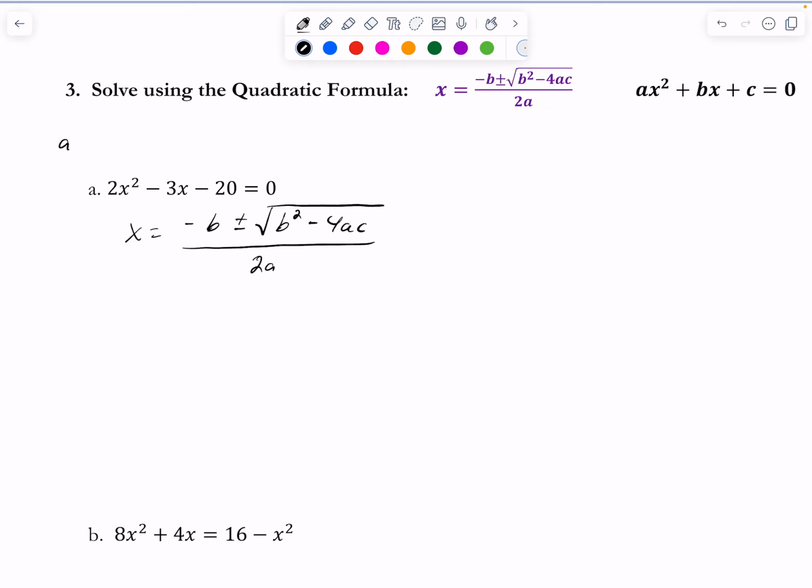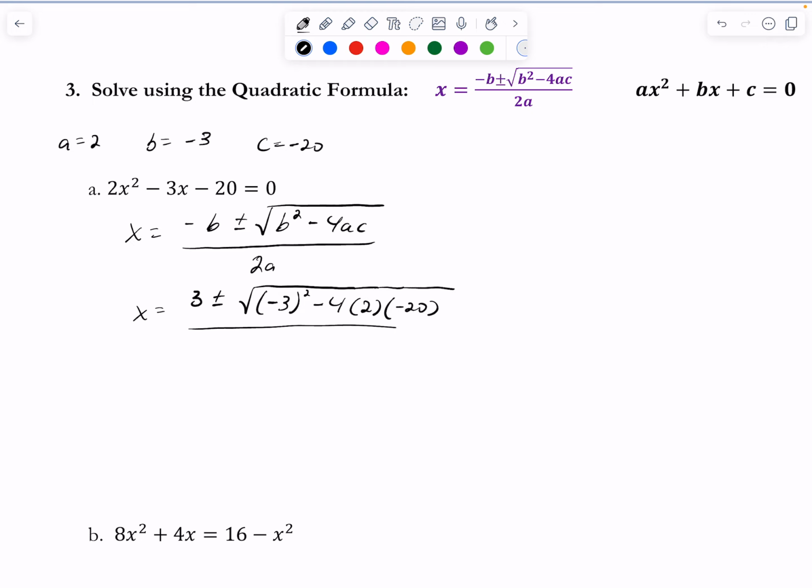So in this first one, I have a is 2, b is -3, and c is -20. So the first part was the opposite of b, and the opposite of -3 is a +3, plus or minus. Now watch, make sure when you plug in b, it is negative in this case, so please put it in parentheses, -4 times a times c, all over 2 times 2.